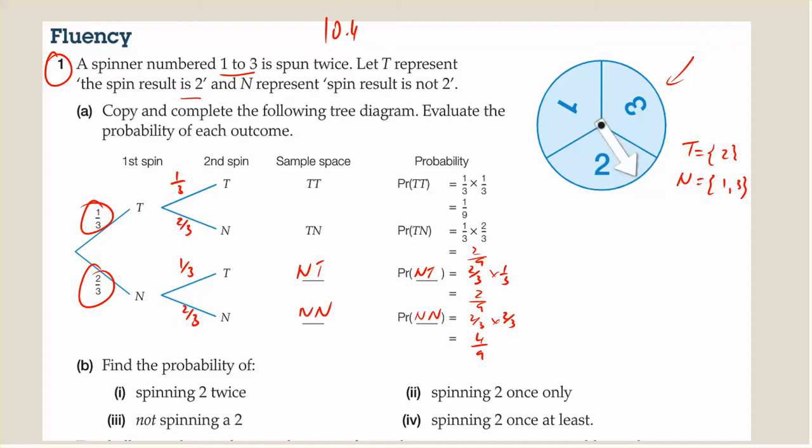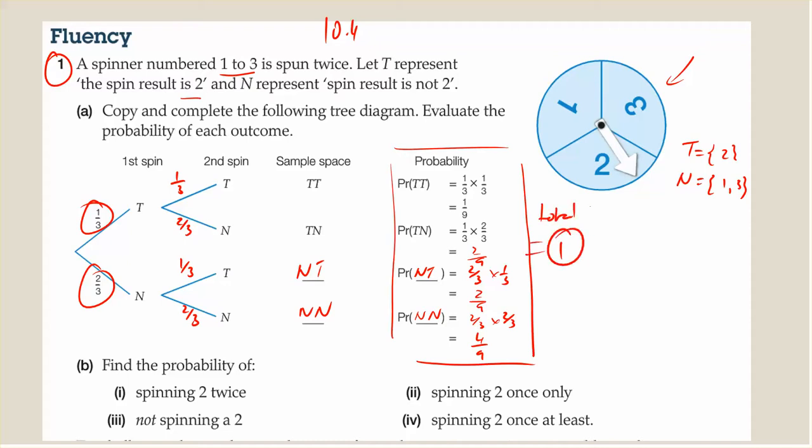Okay. Now we've got our probabilities. If you were to add all these probabilities, it will equal 1 in total. So the total of that will equal 1. Okay, that could be useful later on.